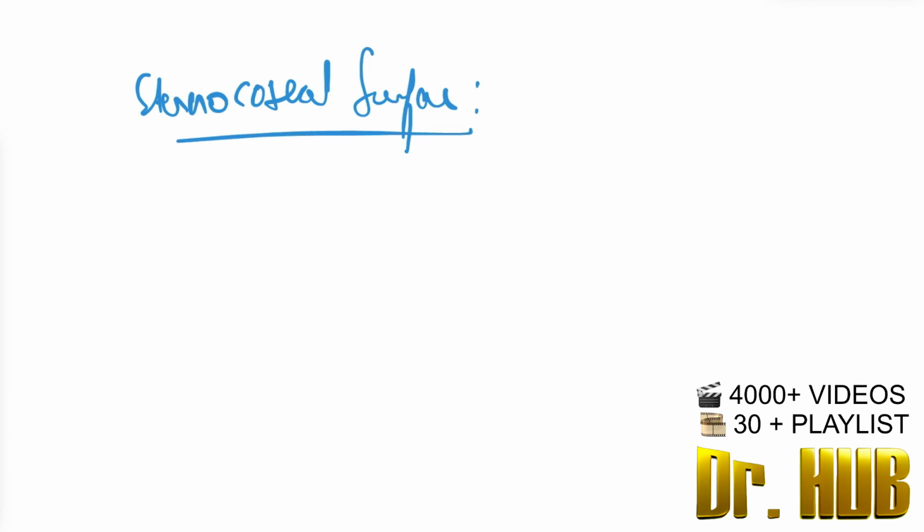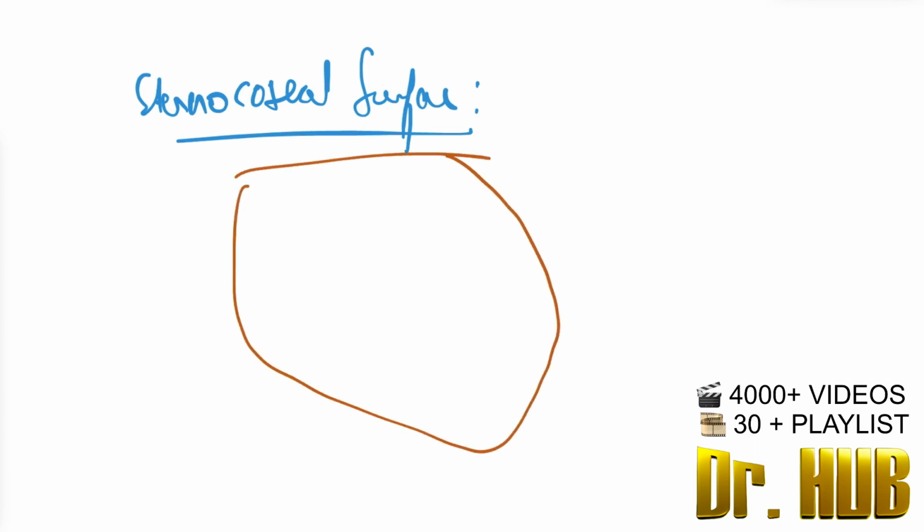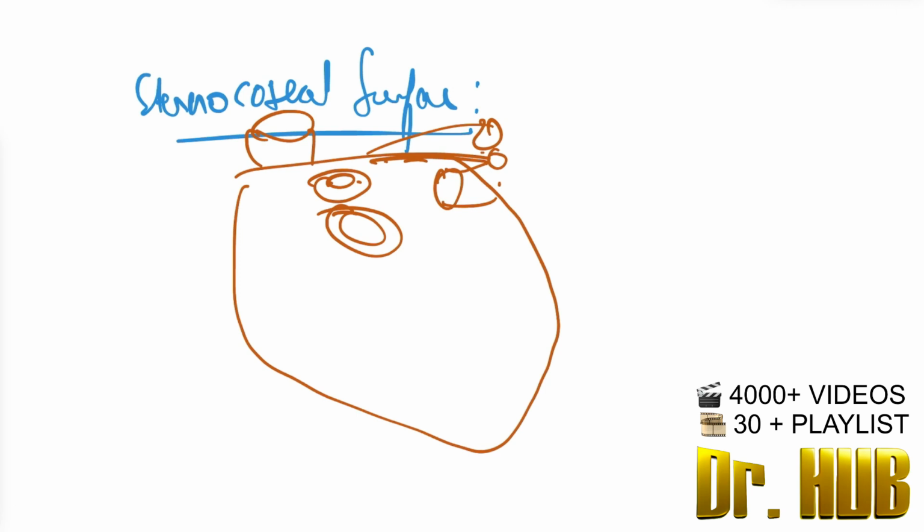Now let's focus on the sternocostal surface. Under the sternocostal surface, let's first draw the structure of the heart. This is the rough diagram of the heart. So the vessels are present. There is an interventricular sulcus. So let's draw the vessels.